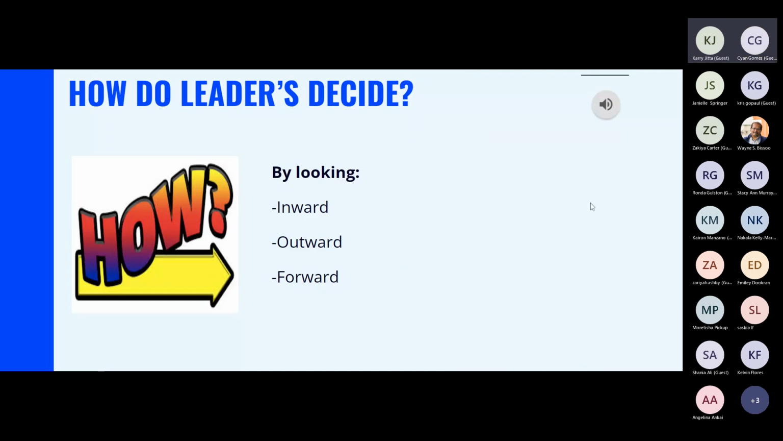To determine strategic direction for the future, leaders are to look inward, outward, and forward. Leaders scan both the internal and external organizational environment to identify trends, threats, and opportunities for the organization. Meaning, looking at the organization's position, the intentions, visions, etc., that will be looking inward.